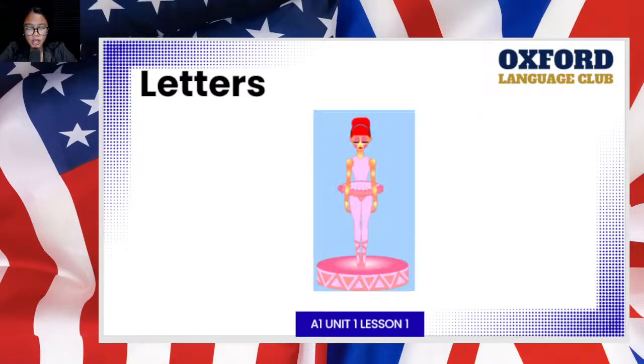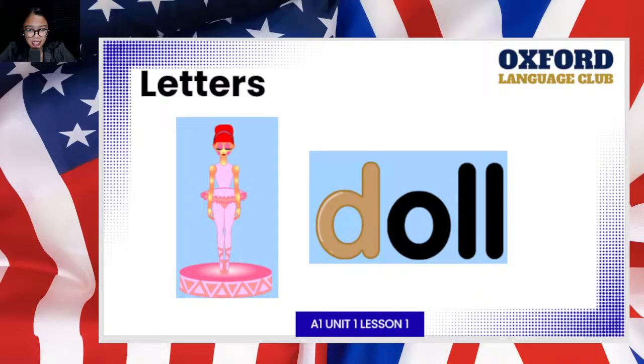Here's our first word. What do you think is this? It starts with letter D. That is a doll. Again, doll. What's the letter? Letter D. How do we pronounce it? D, d, d. You bring your tongue on the roof of your mouth. D, d, d. Doll. That's the word here.